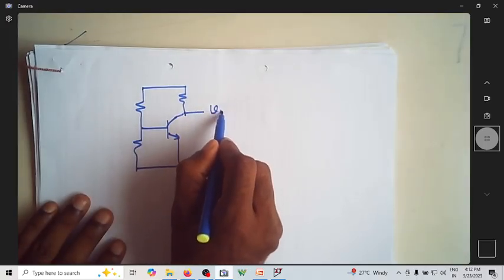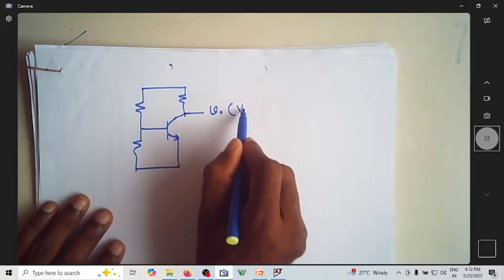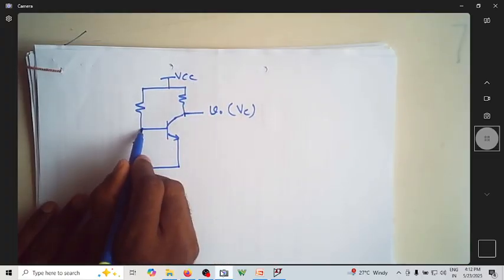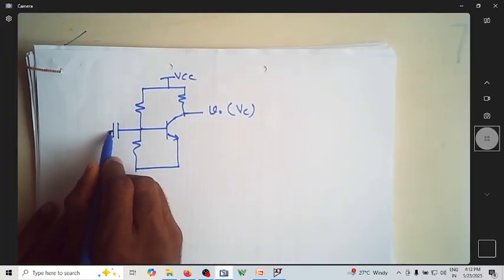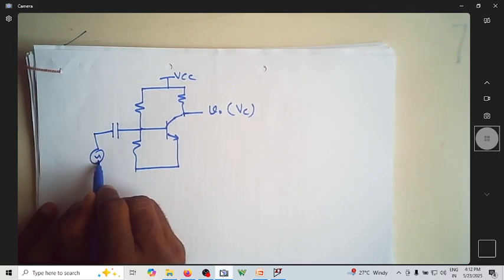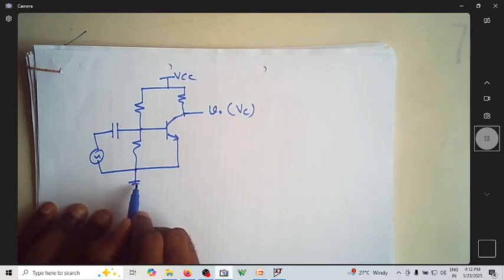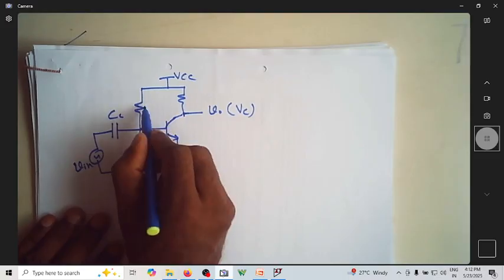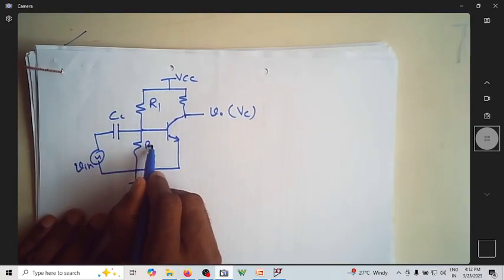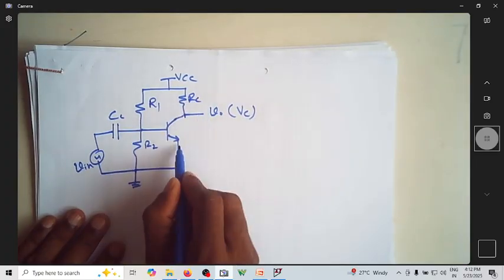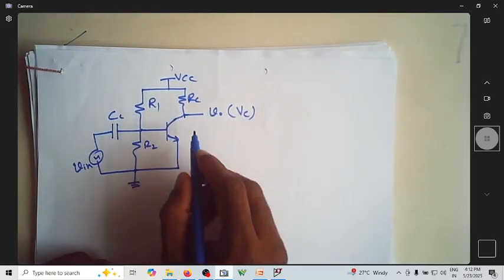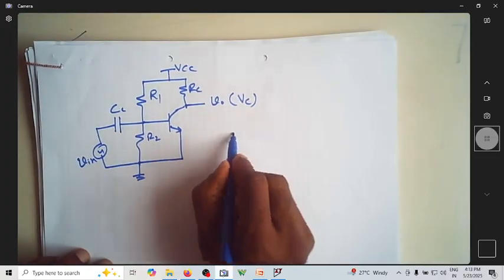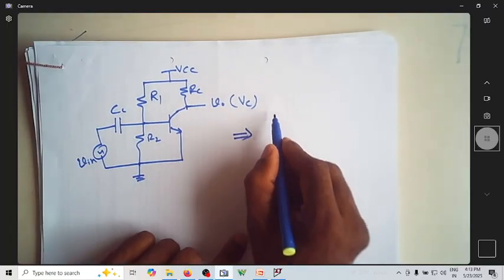Here is where I take the output voltage, and here where I measure the DC voltage. This is VCC. Here is the coupling capacitor, called CC, which couples the AC signal to the amplifier circuit. This is the small input voltage. This is R1, R2, RC. So we can write the equivalent circuit of this as something like this.